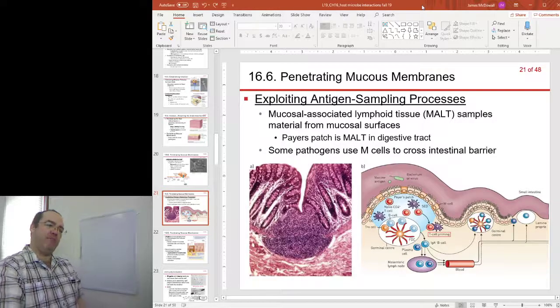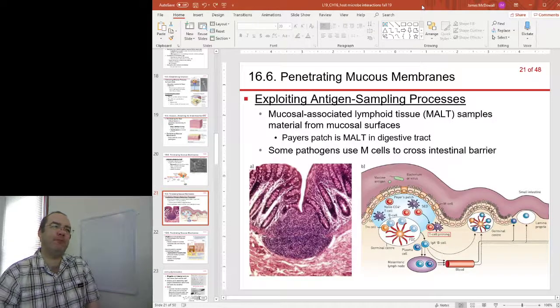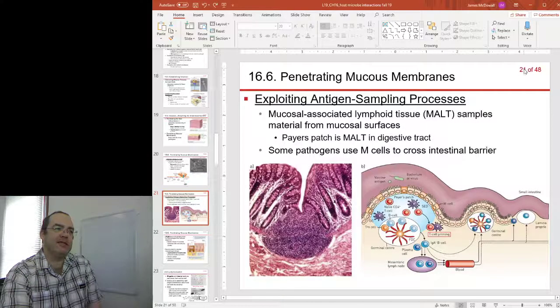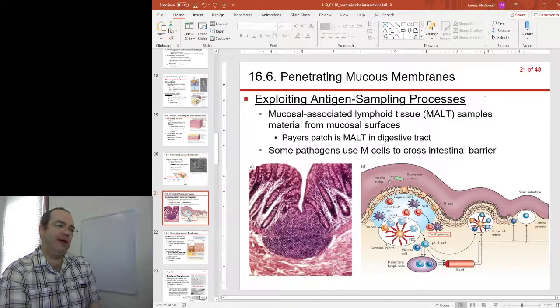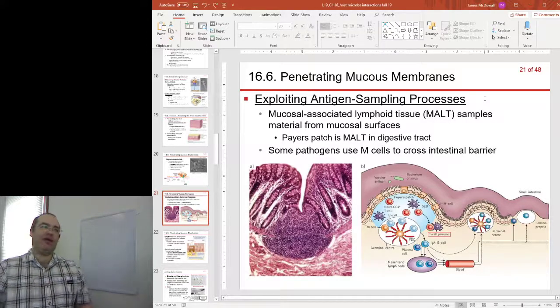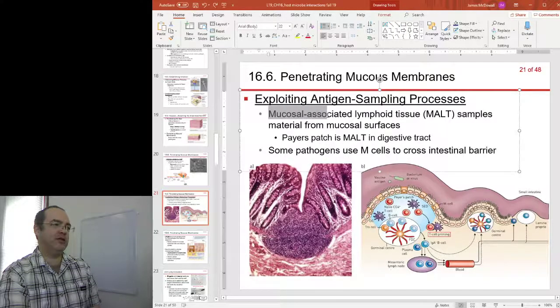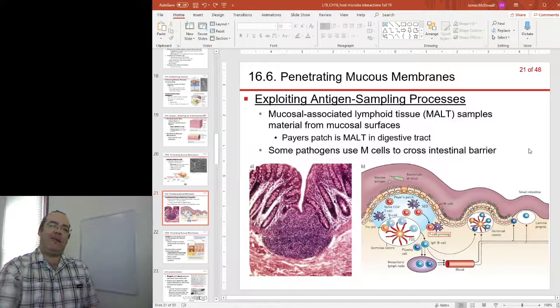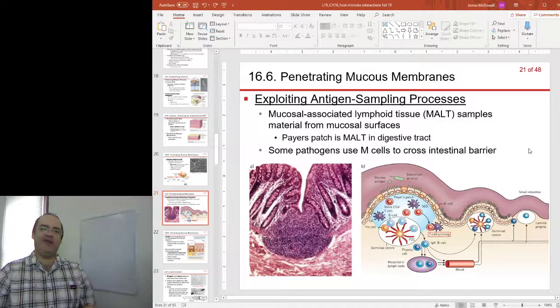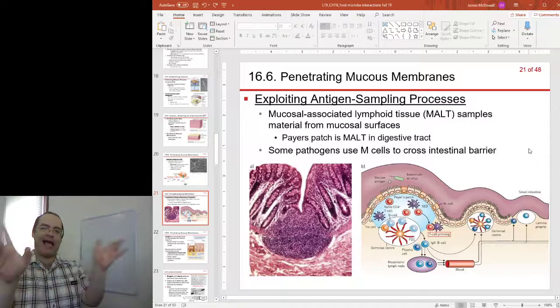Okay, so another mechanism that bacteria can have to foil our defenses is here on slide 21. They take advantage of our antigen sampling processes. So in various places in the body, one place in particular, the MALT, the mucosa associated lymphoid tissue, our immune system is very interested in what's going on outside our body.